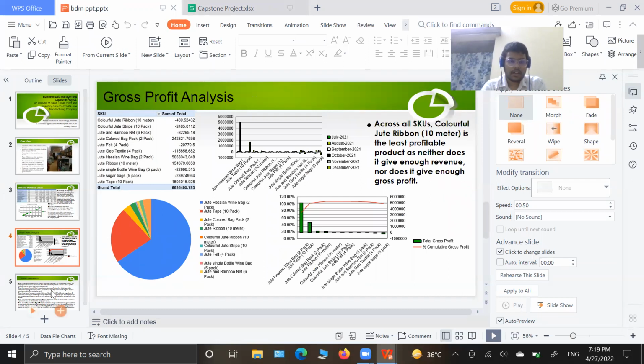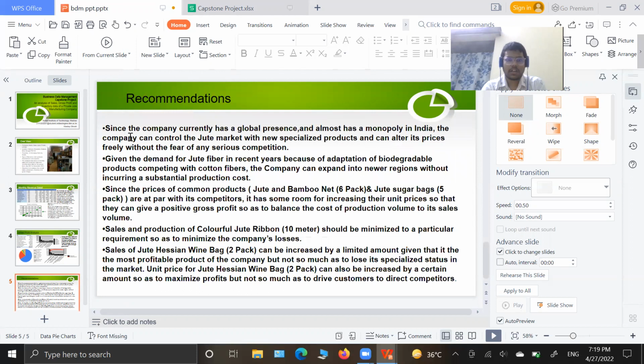Then the recommendations that I gave to the company: since the company currently has global presence because of its export, and almost a monopoly in India, because I live in West Bengal, and West Bengal is the hub for jute production, and it contributes about 45% of the jute production in the world. So I think this company and all the companies in this industry have a monopoly in our state.